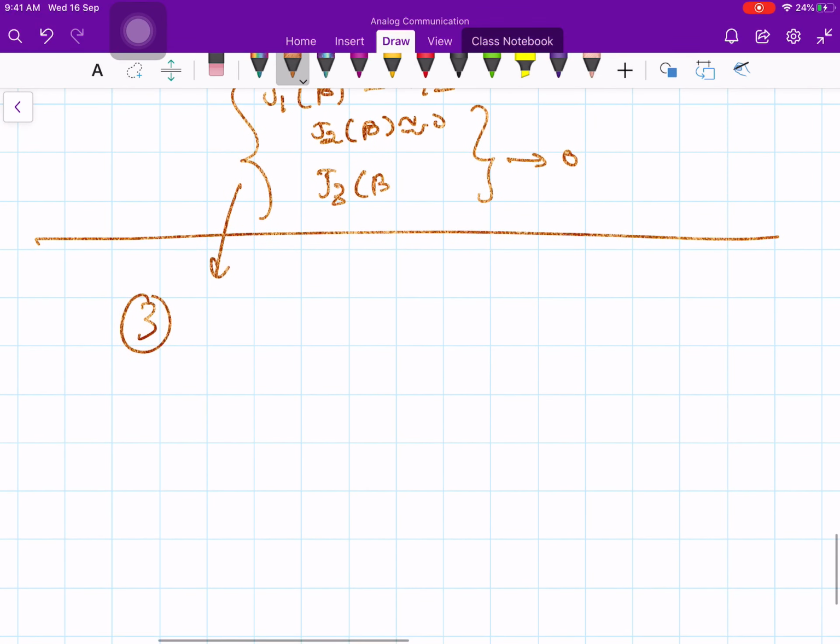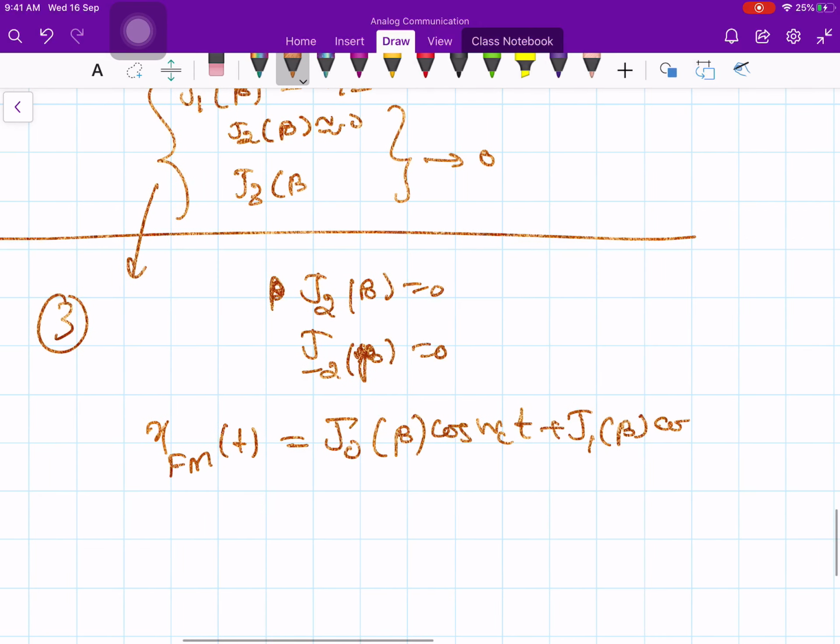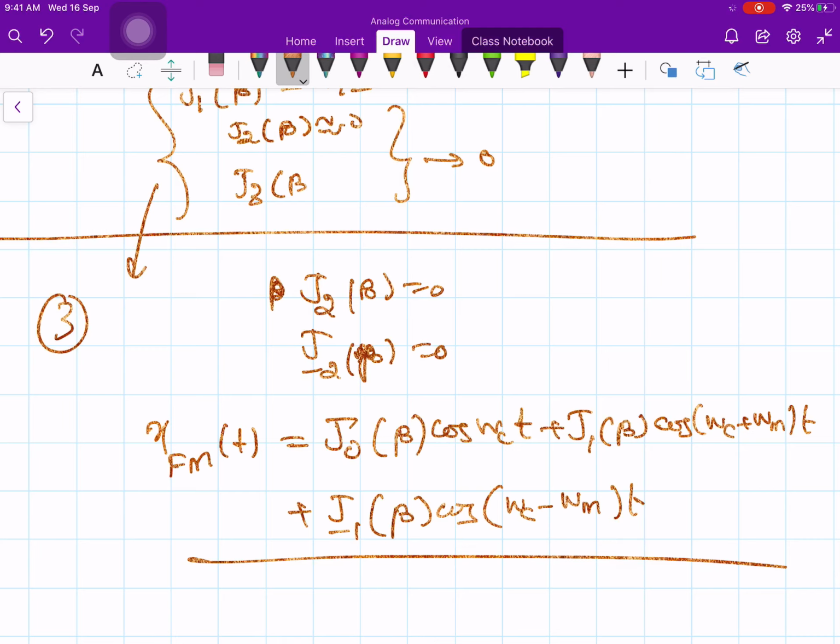Okay, so if beta is less than 1, as I said, J2 of beta is equal to 0, J minus 2 of beta is equal to 0. In that case, your x_FM(t) has only three components: J0 of beta times cos omega_c t, plus J1 of beta times cos of (omega_c plus omega_m) times t, plus J minus 1 of beta times cos of (omega_c minus omega_m) times t. That's it. Only three components. The rest of the components will become 0.